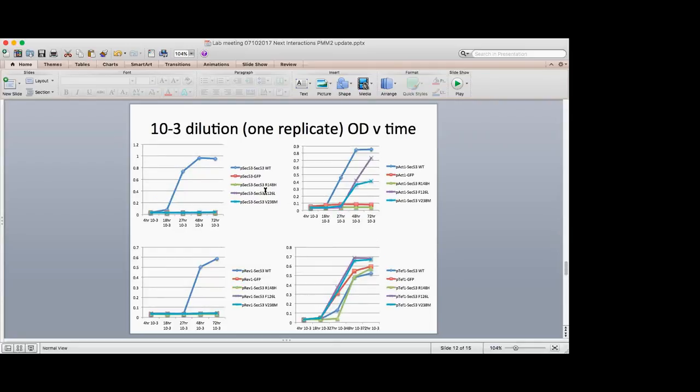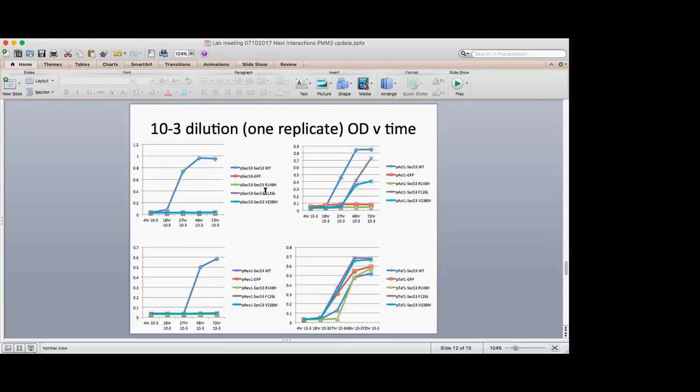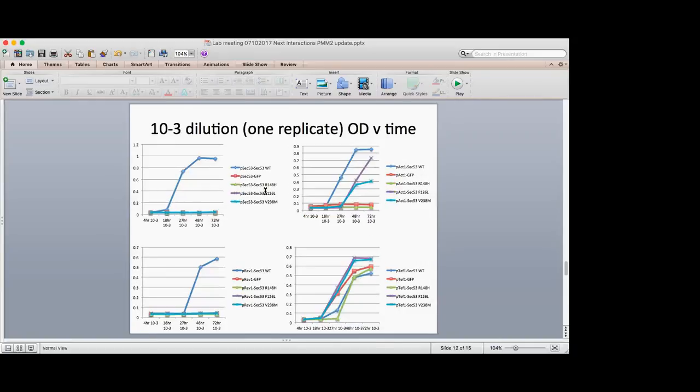And essentially the same pattern repeats again and again, but looking at the different dilutions of yeast cells. So in the 10 to the minus 2, that means we diluted the original stock of yeast 100 times, so 1 to 100. Then in this condition, 10 to the minus 3, we diluted the original stock 1 to 1,000, 1,000-fold. And then in 10 to the minus 4, we did it 10,000-fold. But essentially, again, you see the same pattern emerging again. So if you look again, it's the same position of the promoters, right? So the endogenous is in the upper left, and then medium on the upper right, and then weak lower left, and then strong lower right.